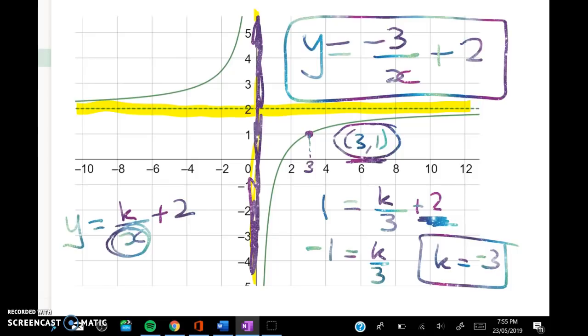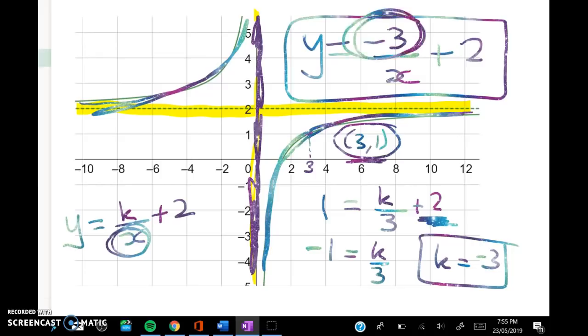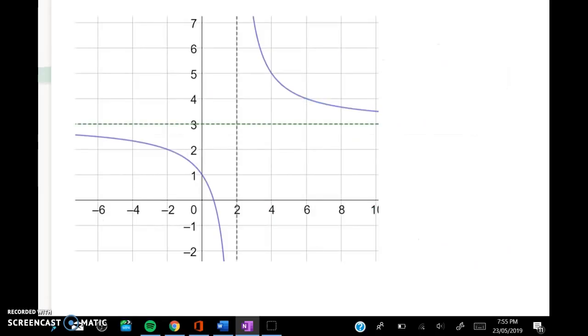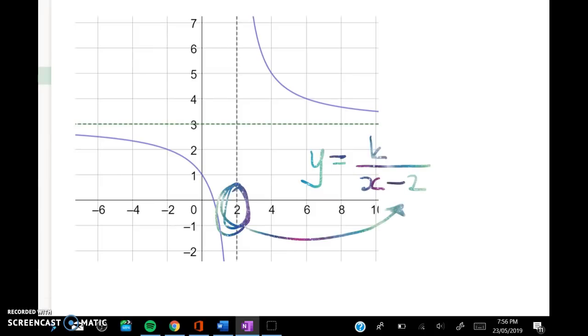Okay, notice again that the branches are in this quadrant and this quadrant, so that fits with this number being negative. Okay, the next graph has got 2 shifts in it. I'm going to speed it up a little bit now. So the form is going to be y is equal to k divided by x minus 2, because my vertical asymptote is here, plus 3. So I just need a blobby point. I've got one here, and it's at (6, 4).